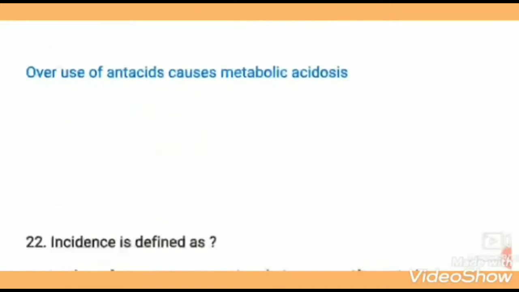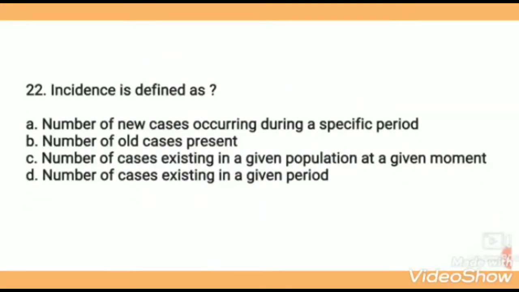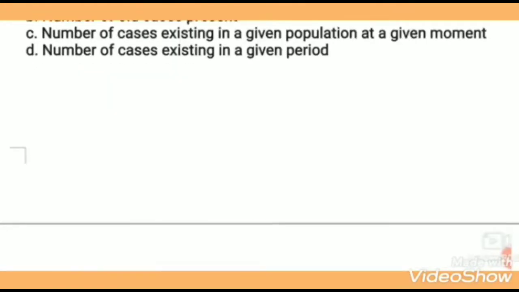Next question. Incidence is defined as number of new cases occurring during a specific period, number of old cases present, number of cases existing in a given population at a given moment, or number of cases existing in a given period. So, the correct answer, incidence is defined as number of new cases occurring during a specific period.